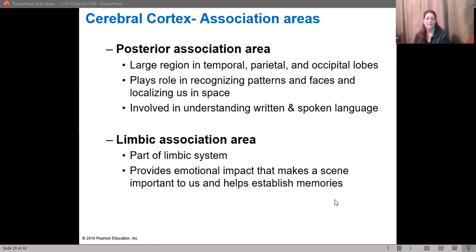Limbic association area is part of the limbic system, and it is involved in emotions, and it is located pretty deep inside your brain. It does play a role in establishing memories, but that's also somewhat neurotransmitter related. But for now, when you think of limbic area, think of emotions.